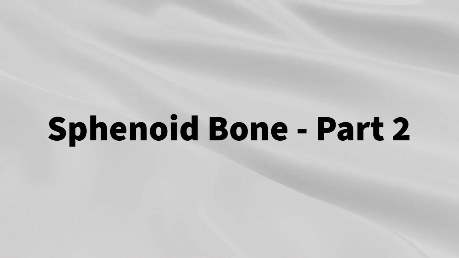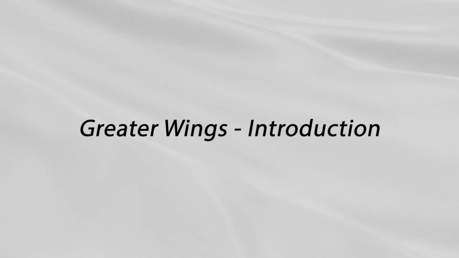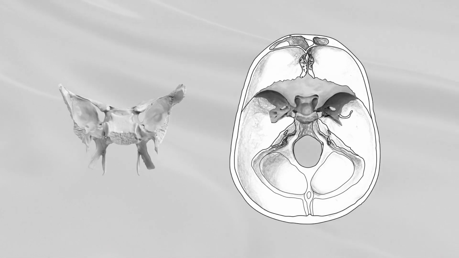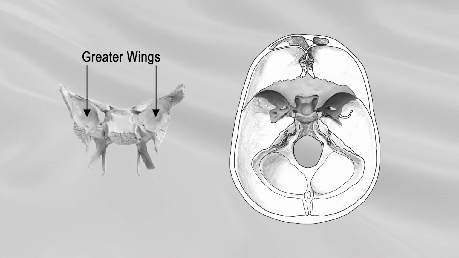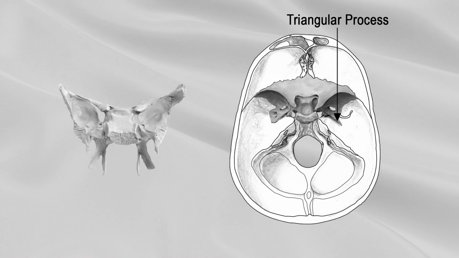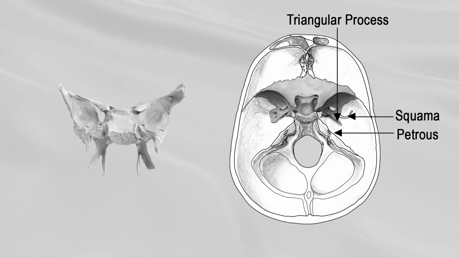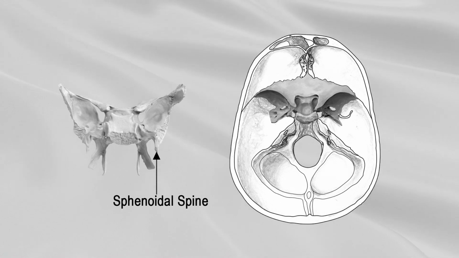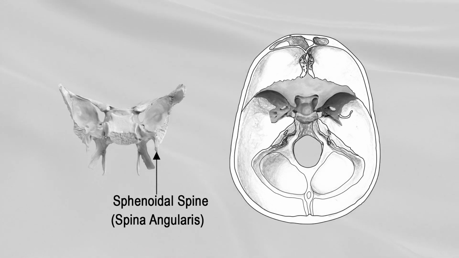Sphenoid Bone, Part 2. Greater wings. Introduction. The greater wings are two strong processes of bone, which arise from the sides of the body and are curved upward, lateralward, and backward. The posterior part of each greater wing projects as a triangular process which fits into the angle between the squama and the petrous portion of the temporal and presents at its apex a downwardly directed process, the sphenoidal spine, also known as spina angularis.